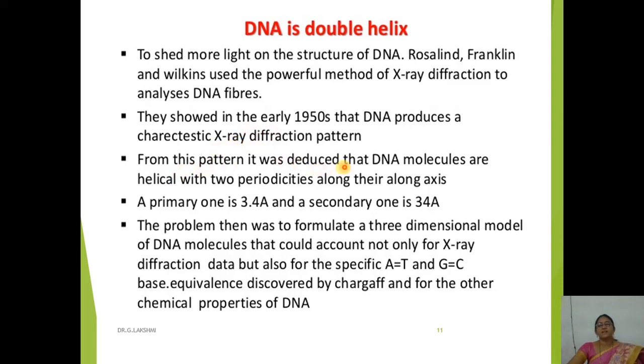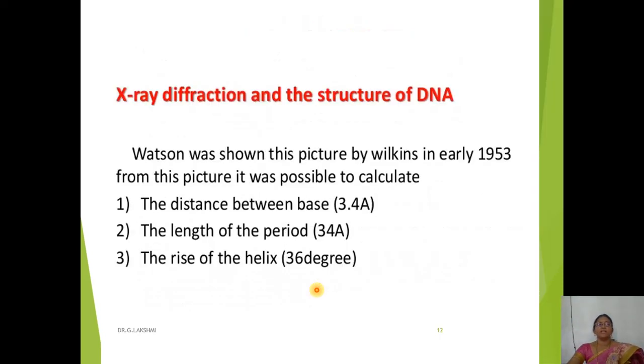From this pattern they deduced that DNA molecules are helical with two periodicities along their axis. So first from their studies we came to know that DNA is double helical and the two strands are anti-parallel. The primary periodicity is 3.4 angstrom and the other one is 34 angstrom. Next, how these X-ray diffraction studies are used to analyze the structure of DNA.